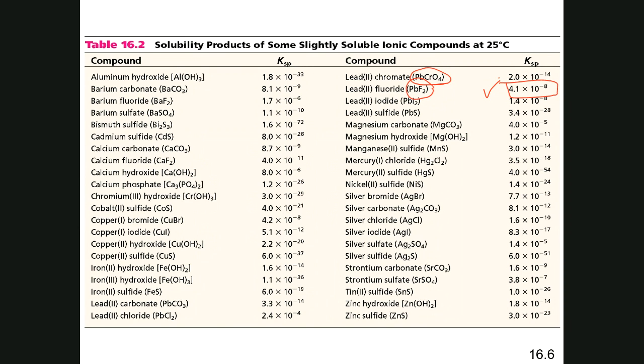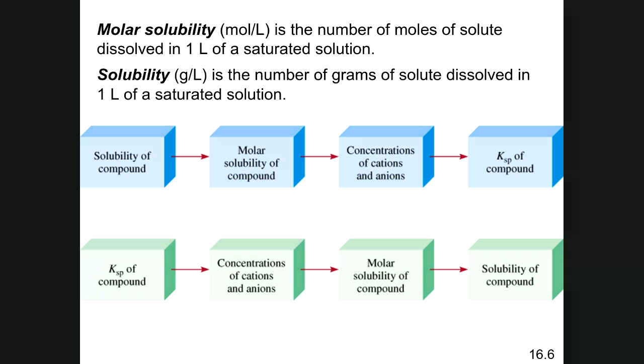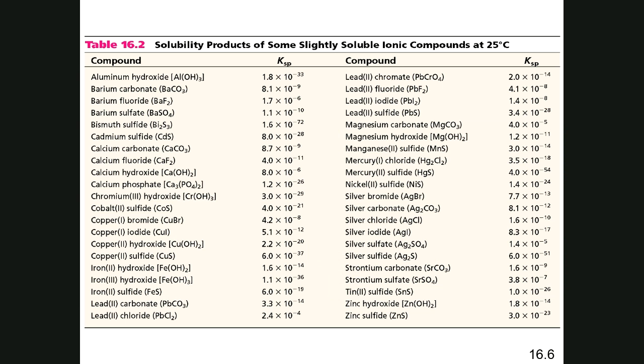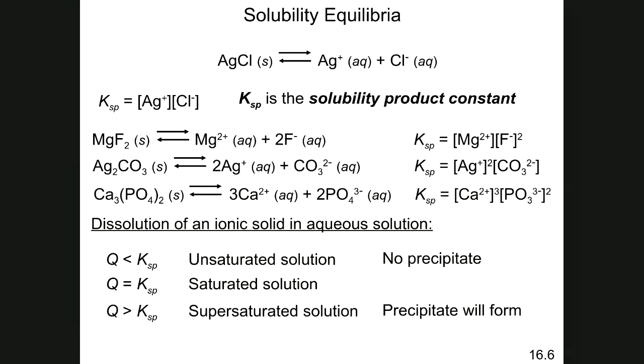Okay, next, what is the application for Ksp? If you have the Ksp, from the Ksp value, you can find the concentration for each of the ions. So if you go back here, let's say you have the value for Ksp, you can find the concentration for Mg2+, because you could find the concentration for F-. You have the value for Ksp, you could find this.